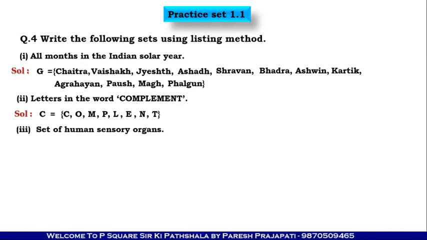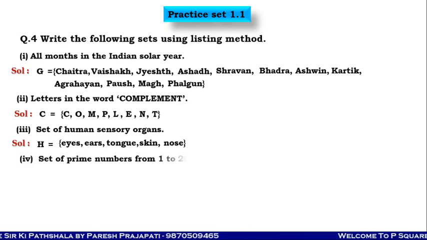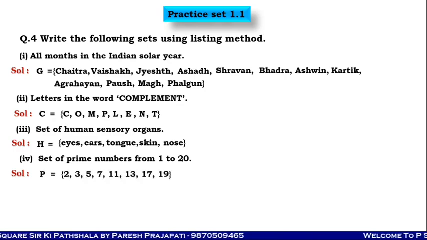Next, set of human sensory organs. As you know, you have done this in science also. What are the human sensory organs? Yes, there are only five sensory organs. Those are eyes, ears, tongue, skin, and nose. Next one, set of prime numbers from 1 to 20. As we know, prime numbers are nothing but the numbers which are divisible only by itself or 1. Those are 2, 3, 5, 7, 11, 13, 17, 19.